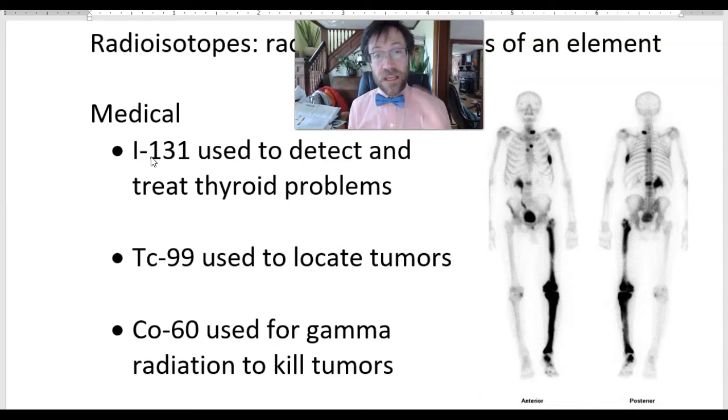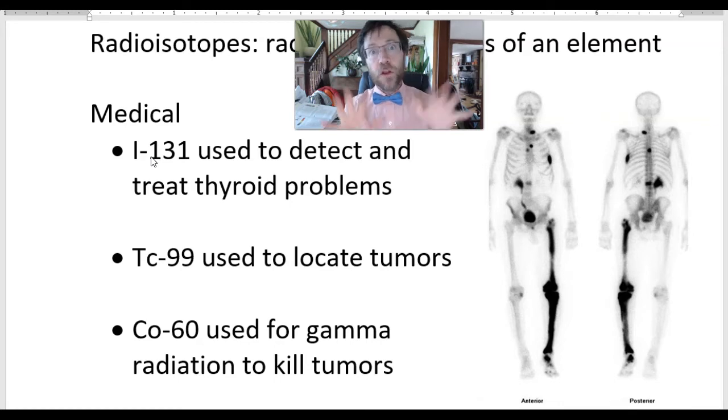So we give it to someone, and you can usually inject it in the veins because it's pretty quick delivery that way. And if the thyroid is working normally, it'll absorb iodine at a normal rate. It's basically take a picture, compare the picture of the person with what it's supposed to be. And if the thyroid glows with the proper amount of radiation, then your thyroid is working well.